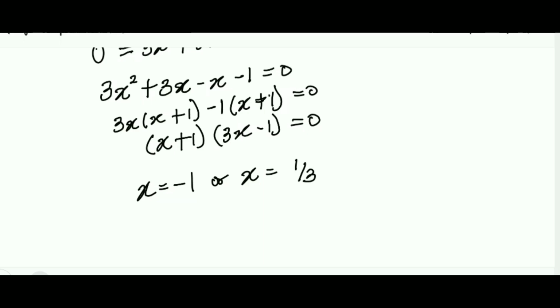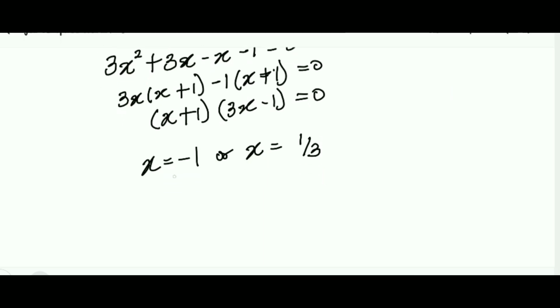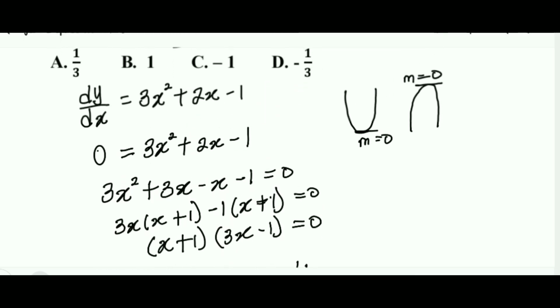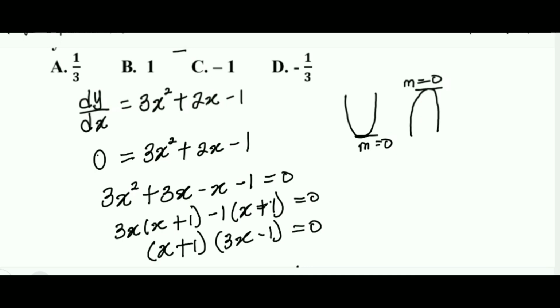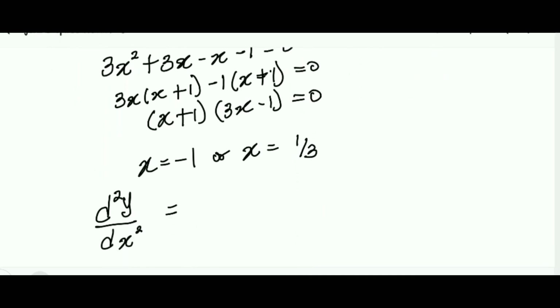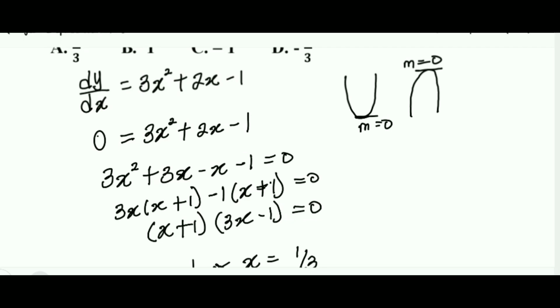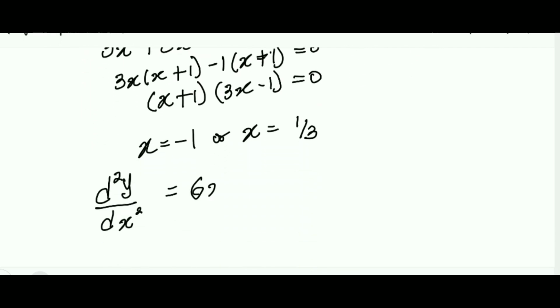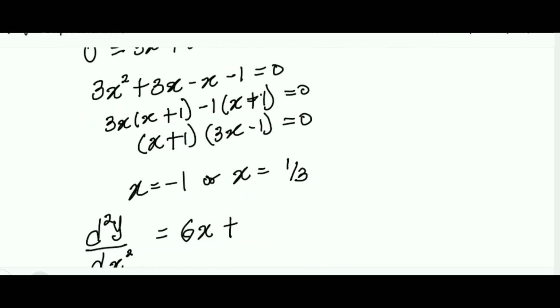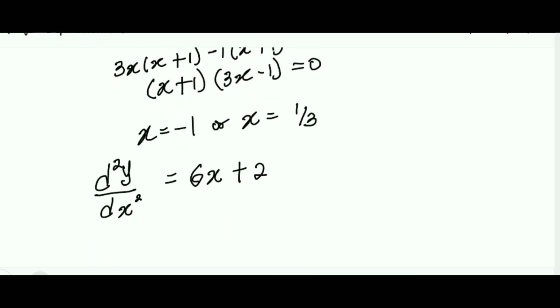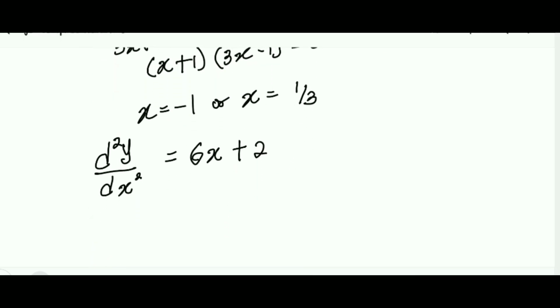But to know the exact value of x where you have the minimum point, we will need to find the second derivative of that function, which is d squared y over dx squared. Now we're finding the second derivative of this function, 3x squared plus 2x minus 1. So the second derivative will be 6x plus 2. So we're going to substitute the value of x here.